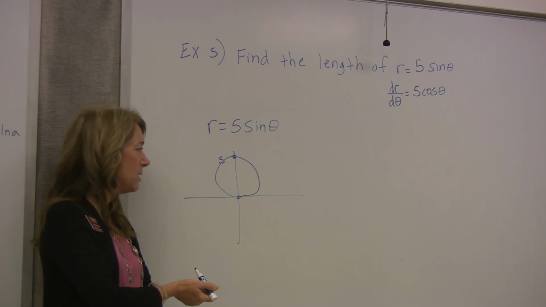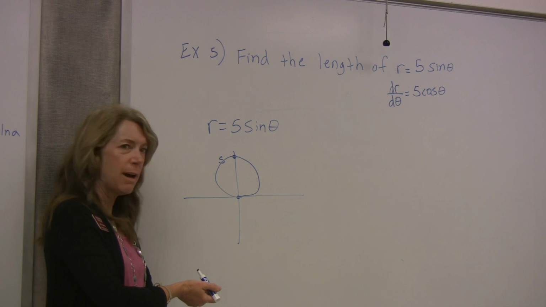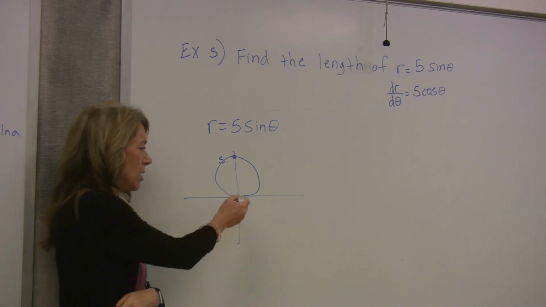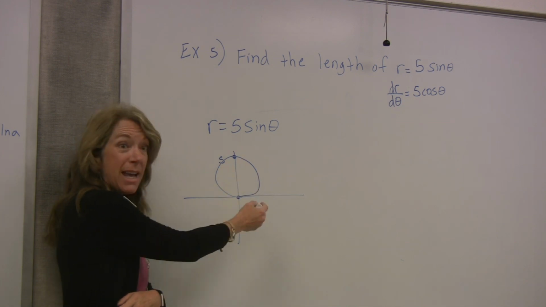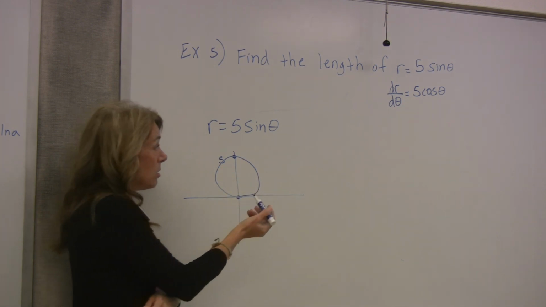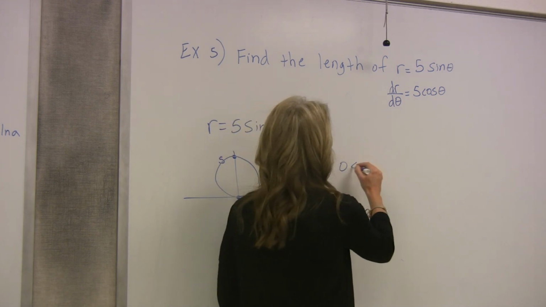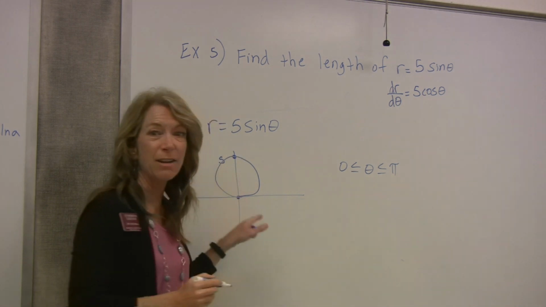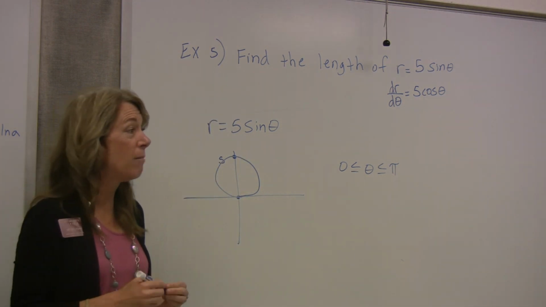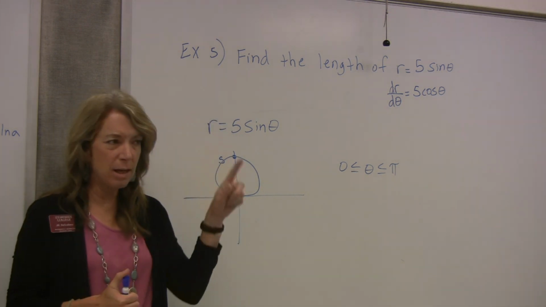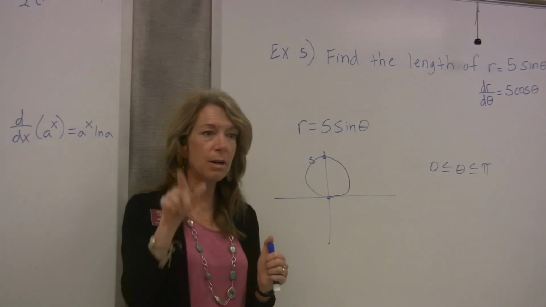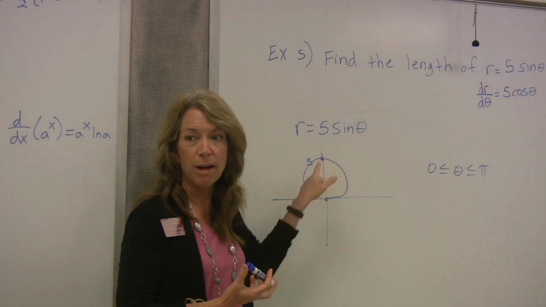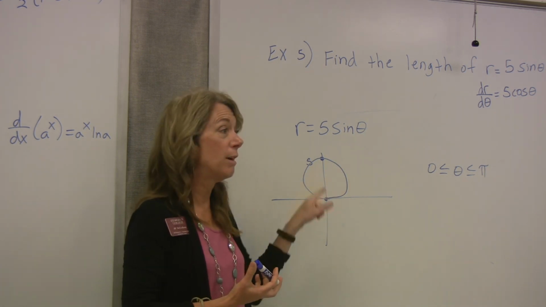What did it take for me to graph that whole thing? Where did I start and where did I stop? Started at 0. When I got to pi, I was already back down here. So this wasn't given to us, but if theta is between 0 and pi, I get that entire graph. A lot of people will automatically put in 0 and 2 pi because you think of that as one full revolution. But if I did 0 to 2 pi on here, I would graph that whole thing twice. It would go around twice.